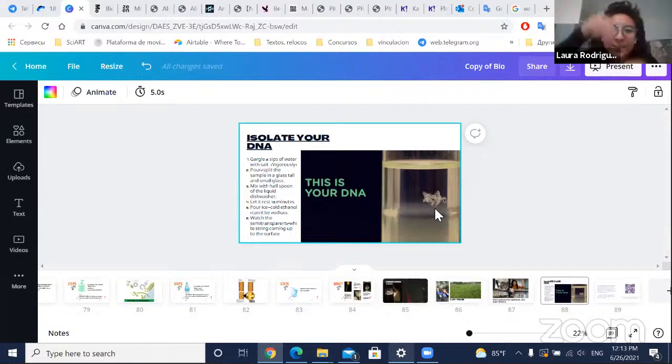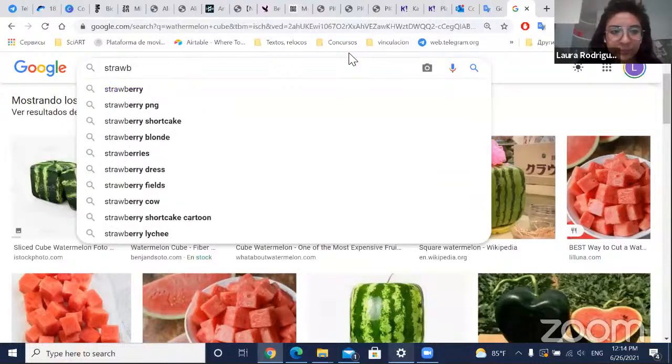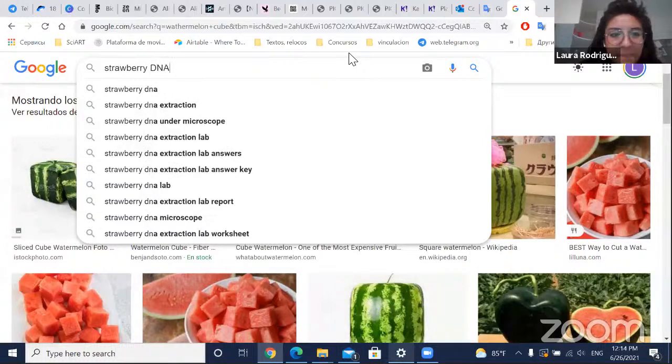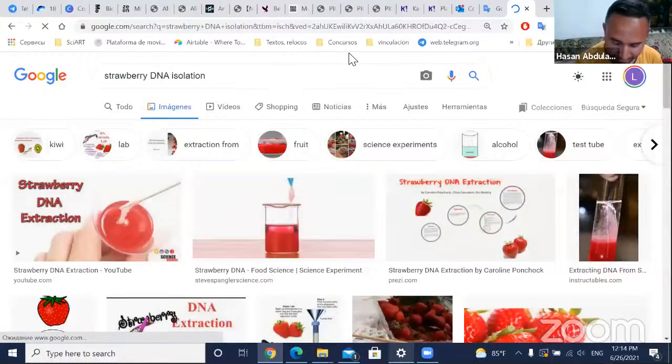Slowly, some white things will probably start to come up. You can do the same experiment, but instead of your cheeks, you can just smash a strawberry, and that will be much more effective. You will see how it goes up. Do you see some white stuff, Hassan? Some white little strings? Actually, not yet. Okay, maybe wait a bit.